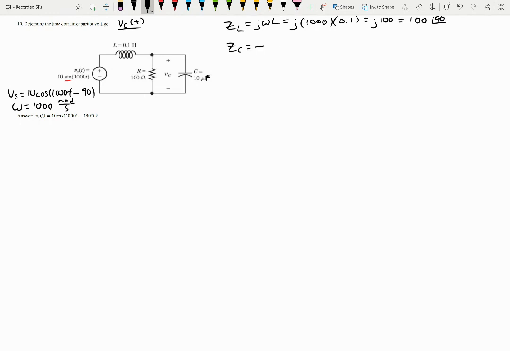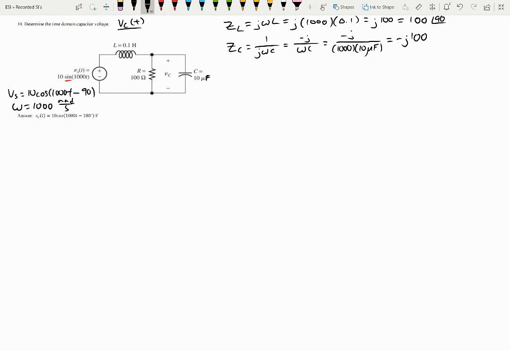Z of C is 1 over j omega C, or negative j over omega C, so negative j over 1000 times 10 microfarads. When we do that, we'll get negative j100.